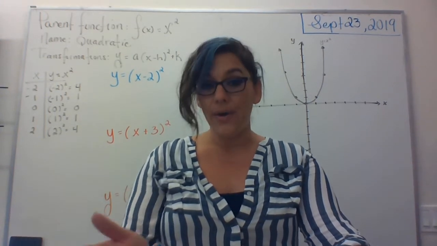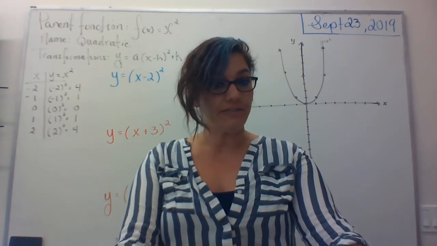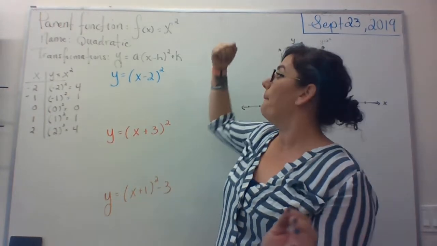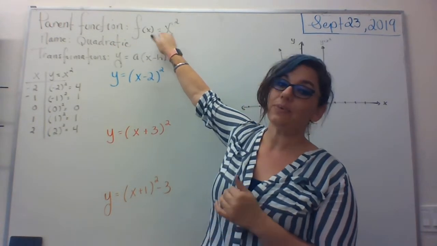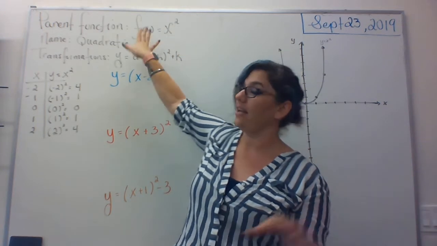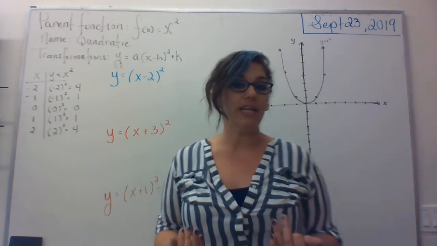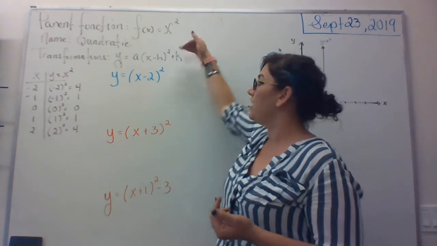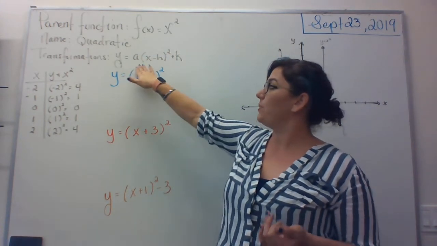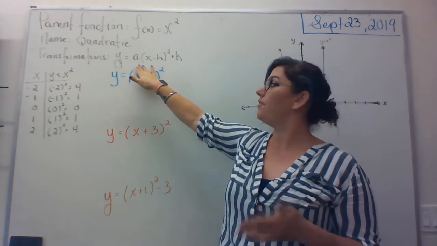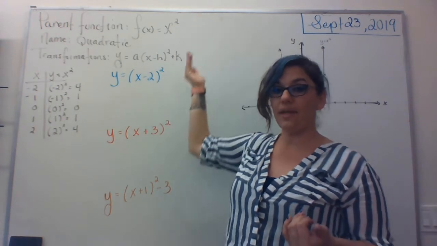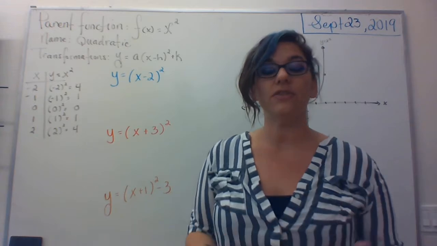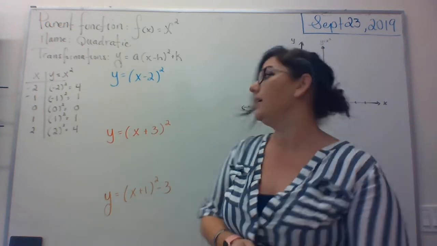Hey guys. Okay, so next up for parent functions are going to be quadratics. So the parent function we're going to talk about is f of x equals x squared. Again, named quadratics, that's their formal name. Transformation formatting is going to be y equals a times the quantity of, that's why we say it with parentheses, x minus h squared plus k. So anytime that we have a transformation to a parabola, it will look inside that formatting.